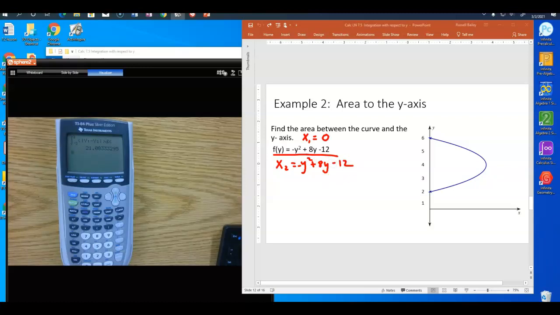Instead of f of y, I'll put x2 because it'll look a little bit more familiar on our calculator that way. So let's do a little color change here. Actually, let's change the x1. I'm going to do green on that. All right. Well, right here is the y-axis. That's x1.